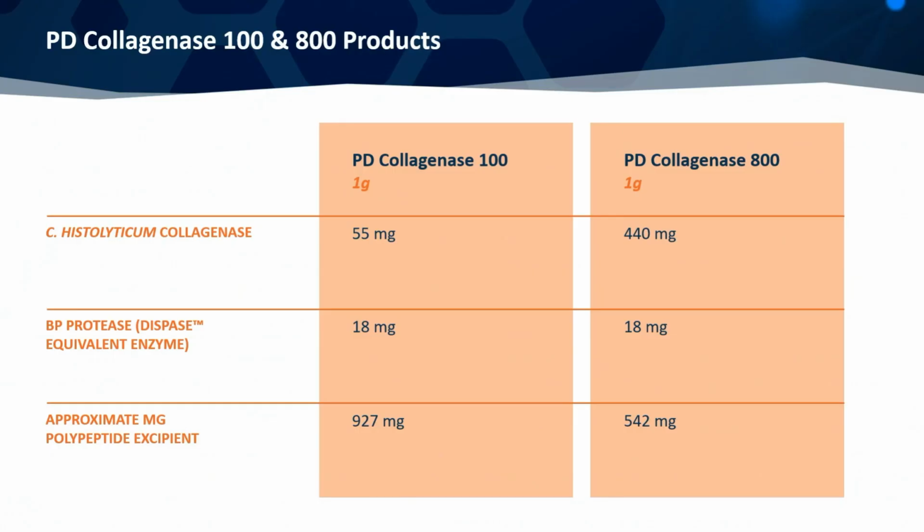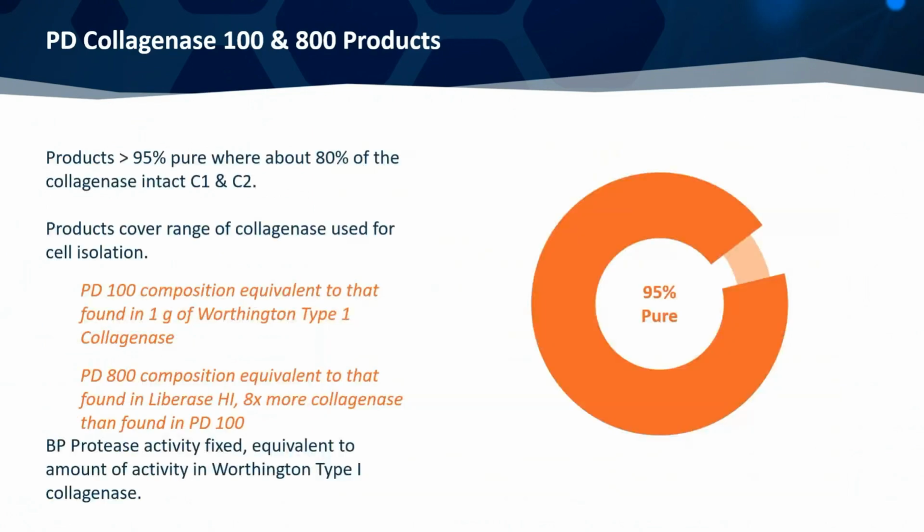This material is greater than 95% pure. How can I say this? We actually took all the minor peaks that are in this product and did mass spec on them. They're all collagen breakdown products. About 80% of the collagenase is intact, C1 and C2.